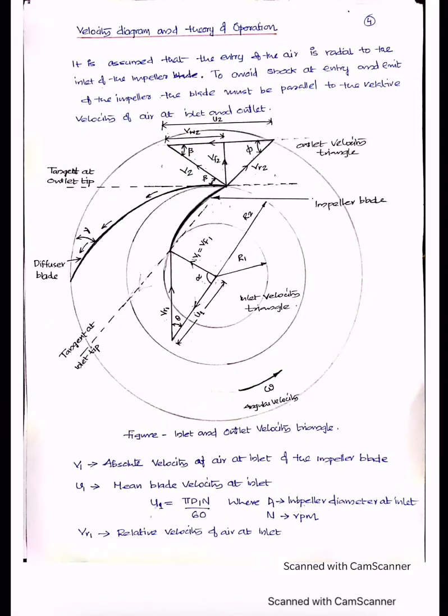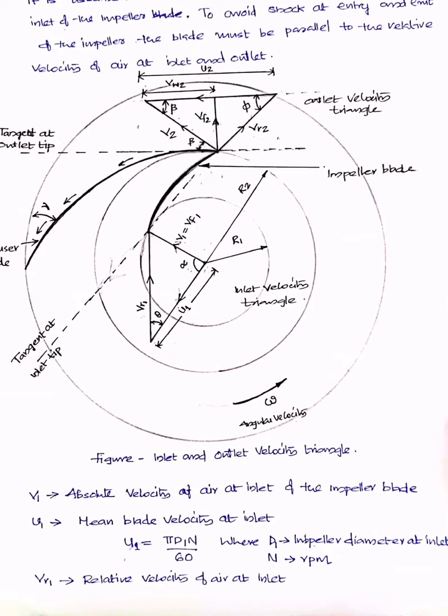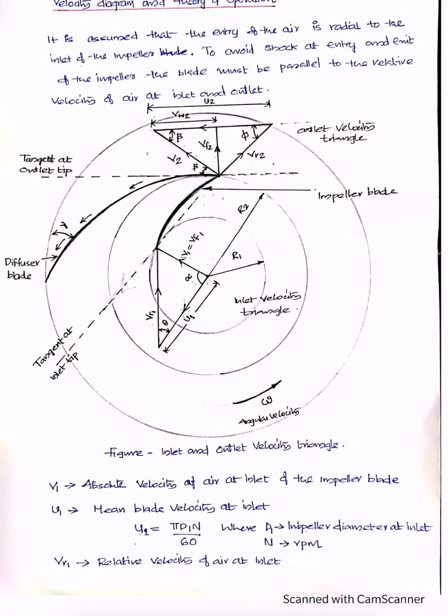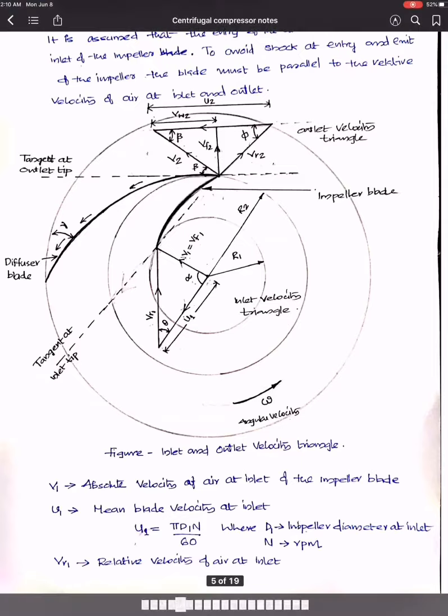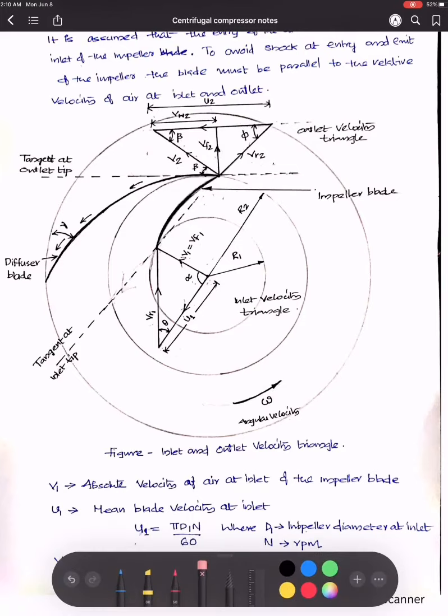So next is the velocity diagram and theory of operation of a centrifugal compressor. Now everybody please look into the figure. As you can see, there are two velocity triangles, right? One at the inlet and one at the outlet. Now this curve shows the impeller blade, and this curve shows the diffuser blade. I'll explain the inlet triangle first.